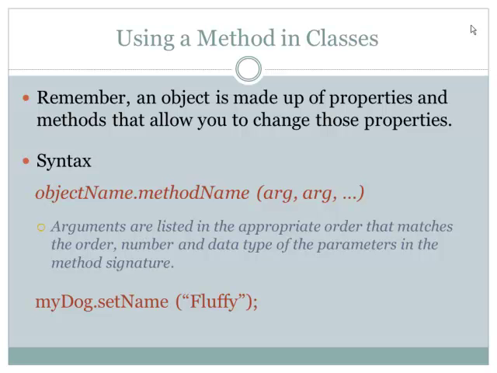Now remember that your object is made up of properties and methods, and you're going to have to be able to use those mutator and accessor methods. So you're going to do that by saying object name dot method name and then any arguments. Remember that the arguments in your calls have to match the arguments or the parameters in the method list. So my example, mydog.setName Fluffy, would expect to find in the dog class a setName method that had a string parameter that would accept Fluffy.